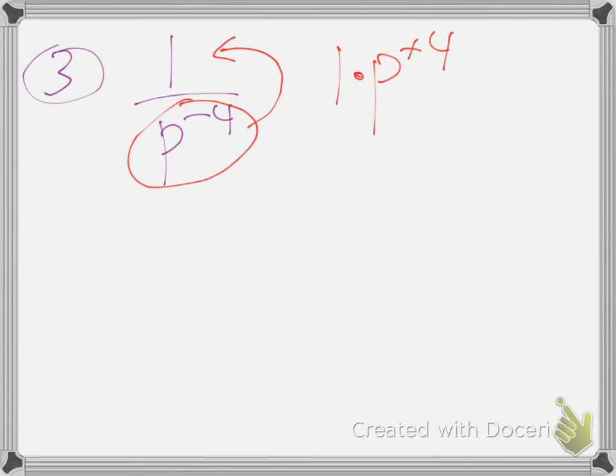Is that making sense there? Nothing more to do there. It's just P to the 4th. So negative powers are unhappy where they're at. They want to jump to the other side. If they start at the bottom, they're going to jump up. If they start at the top, they're going to jump down. And after the jump, then they're happy.